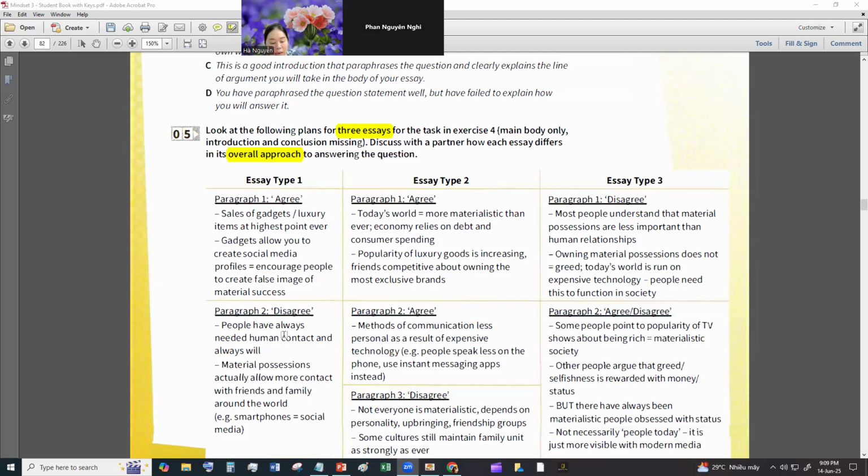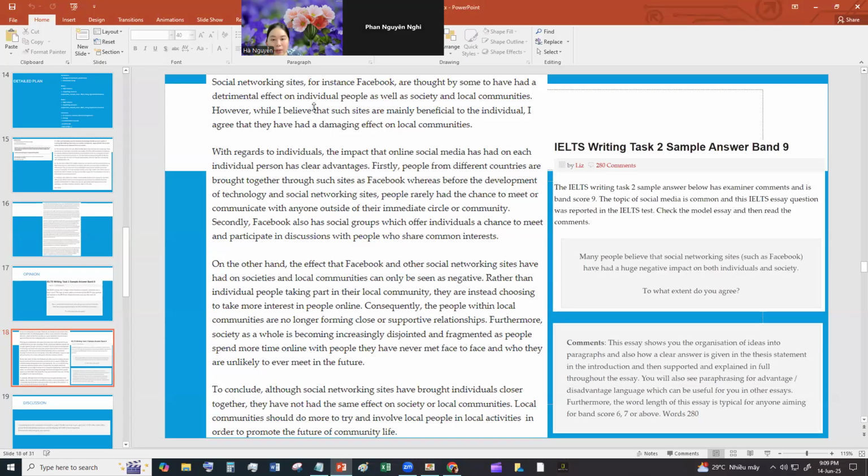So for an IELTS opinion essay, it is safe to choose one side only. Okay, don't stay in the middle, and don't say you're neutral. Don't say you don't have any opinion. All right. So for example, for this essay we read at the beginning, "while I believe that such sites are mainly beneficial to the individual," so this is an opinion, this is disagree at the individual level. "I agree that they have a damaging effect on local communities." So this is agree at the societal level.